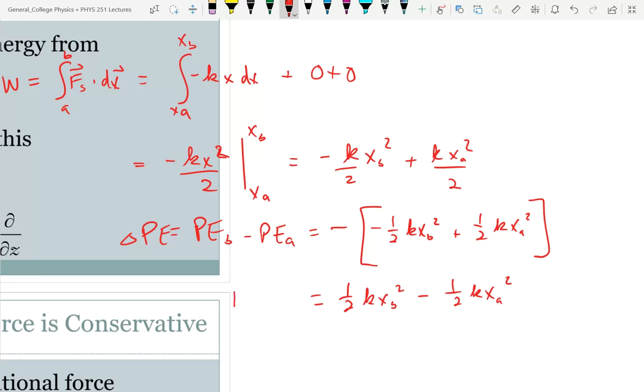And we can just read, well, potential energy B is 1/2 k x b squared. Potential energy A is 1/2 k x a squared. Or in general, potential energy is equal to 1/2 k x squared. So we get the general relation for a spring.